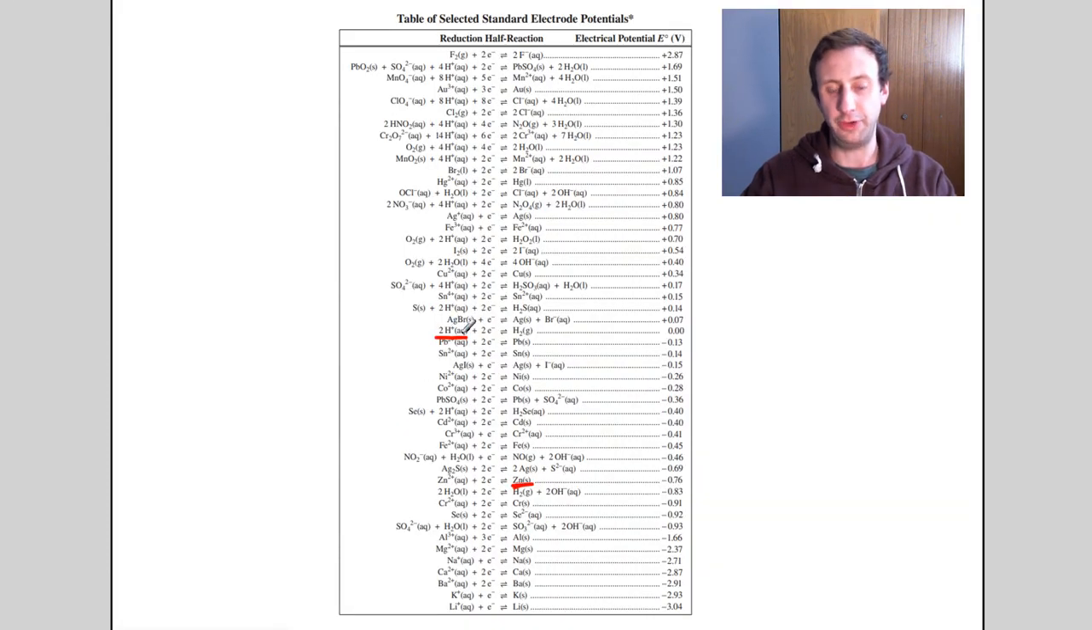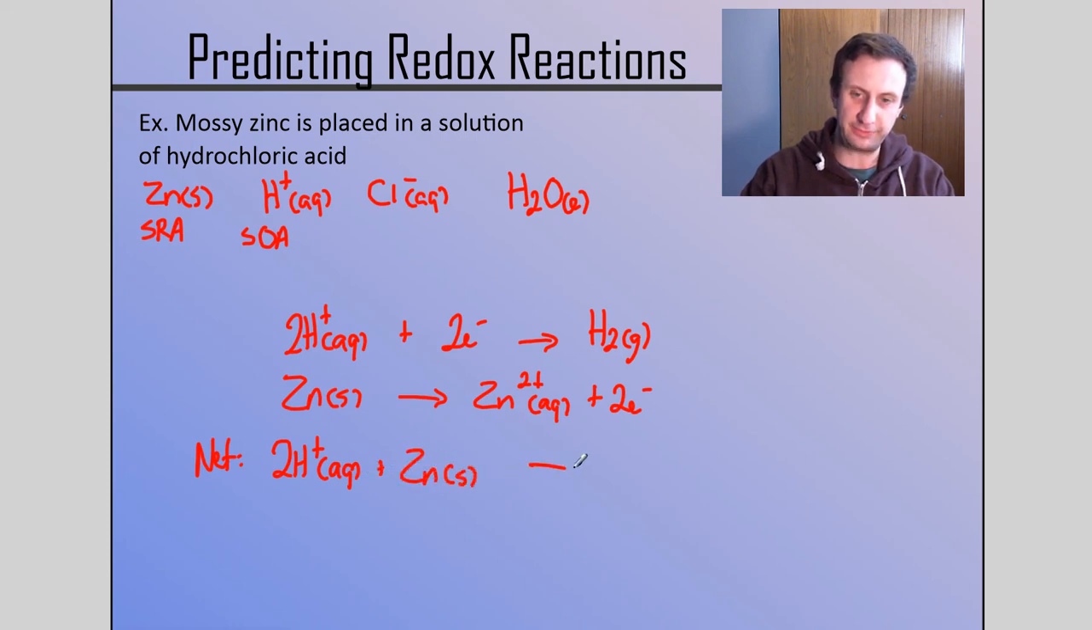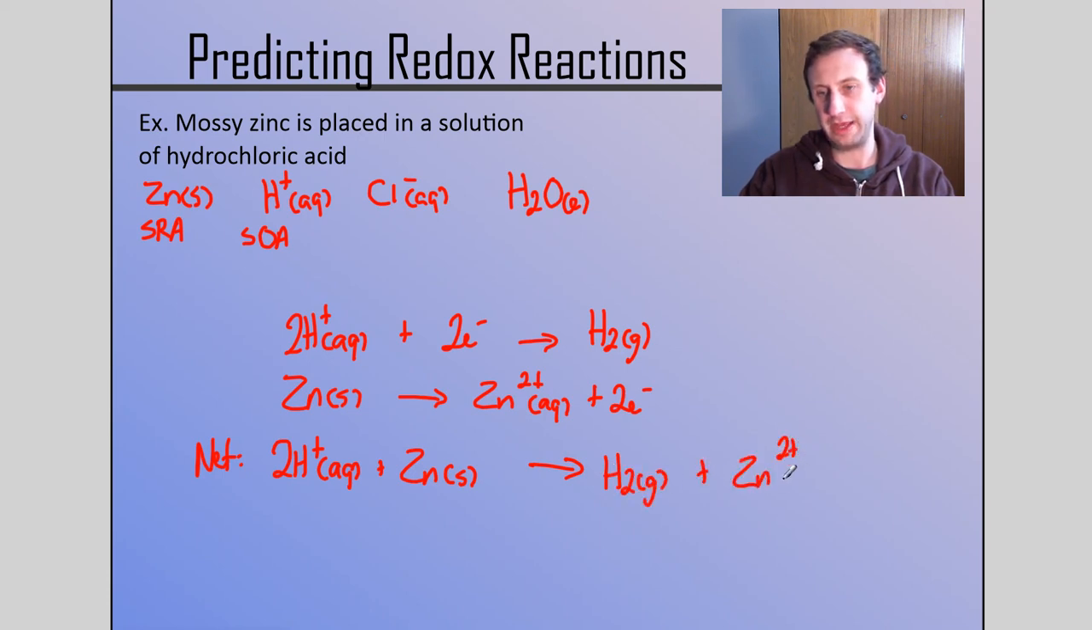Also, you'll notice that this is very downhill. That is super spontaneous. So I'm going to have 2H+ aqueous plus Zn solid makes H2 gas and Zn2+ aqueous. A nice little easy one here, and that is indeed spontaneous.